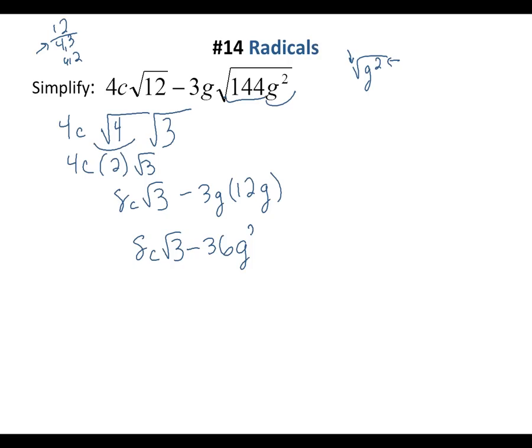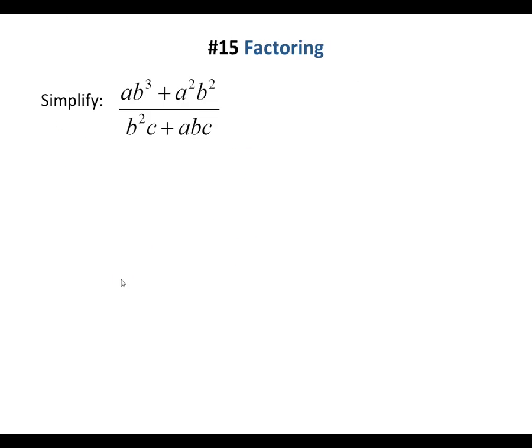What do you notice about 144? It's a perfect square, right? The square root of 144 is 12. Do you know how to do the square root of exponents, g squared? Whenever you have an exponent, all you do is divide the exponent by the index. And the index here is 2. We don't see it there, but it's 2. So the square root of g squared is just g. And then we multiply that out. So we have 8c square root of 3. 3 times 12 is negative 36, and g times g is g squared.